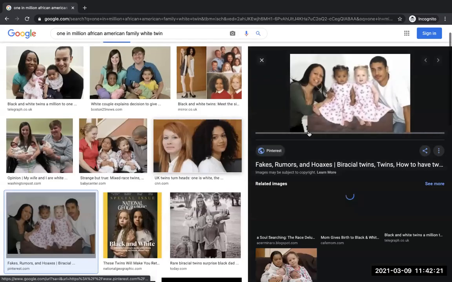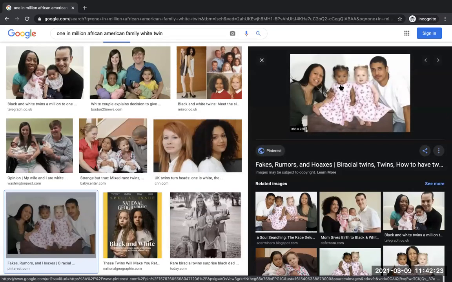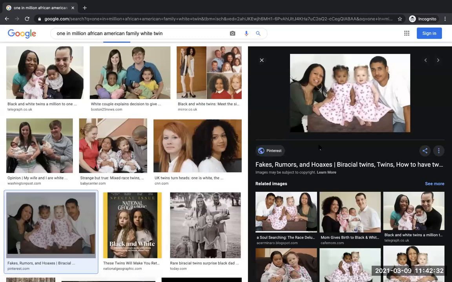Here, this one. So have you guys heard about this before? So they had twins and one looked like this, the other one looked like this. Have you guys heard about this? No? Yes, Nancy said yes.